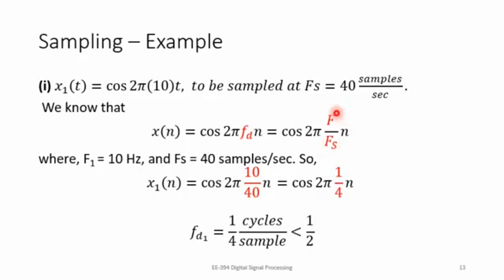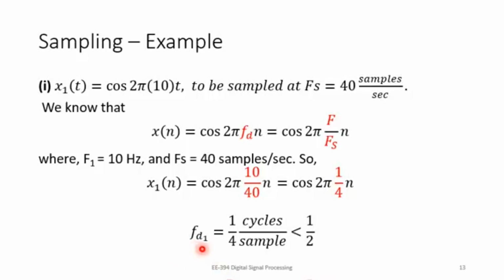Now we know both capital F and Fs. For this example, capital F is 10 Hz and Fs is 40 Hz. So this makes x1(n) as cos 2π (10/40) n, and simplifying we get cos 2π (1/4) n. So our fd becomes 1/4 cycles per sample. One thing to note here is that fd = 1/4 is less than 1/2, which is the allowable range for the frequency we saw earlier.